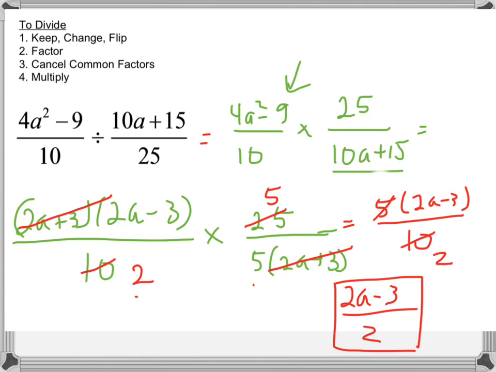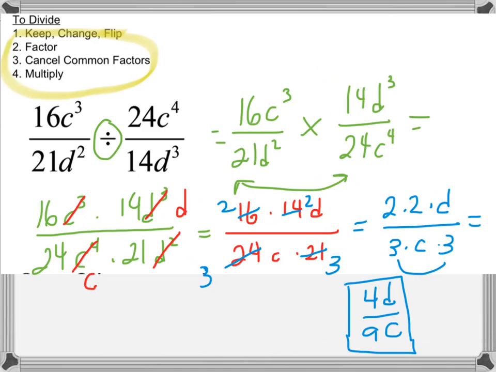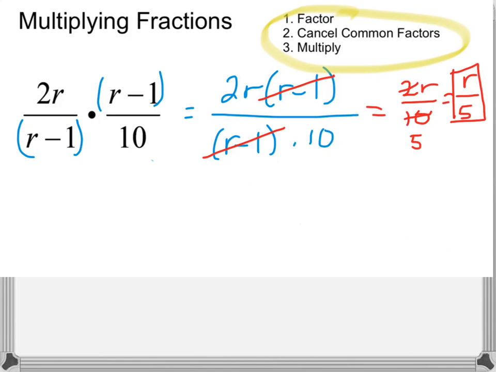So just to review, if we are dividing algebraic fractions, we use keep, change, flip. And then we factor, cancel common factors, and multiply. If we are multiplying, we want to factor, cancel common factors, and multiply. Okay? And if you're having difficulty with this lesson, you might want to go back and seek out the lesson on factoring completely.